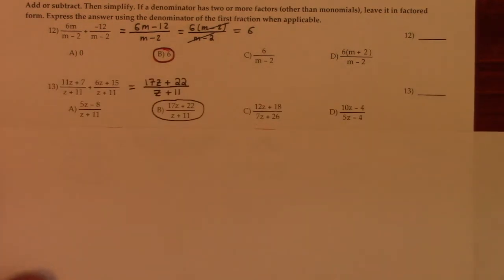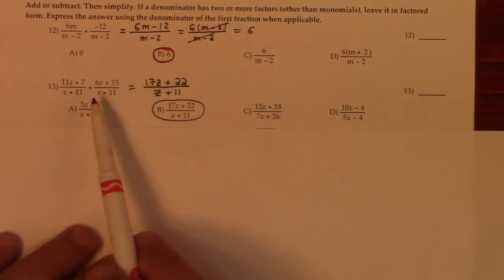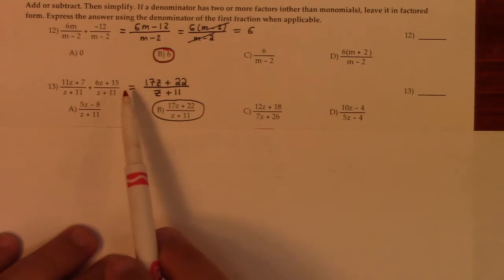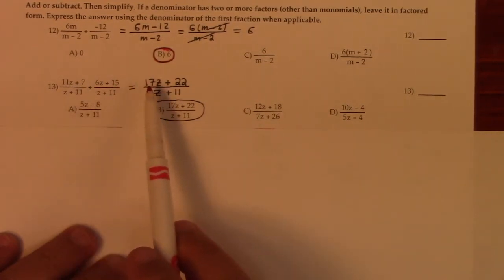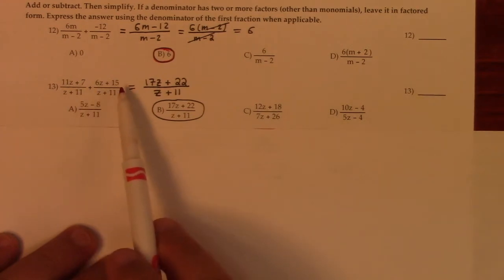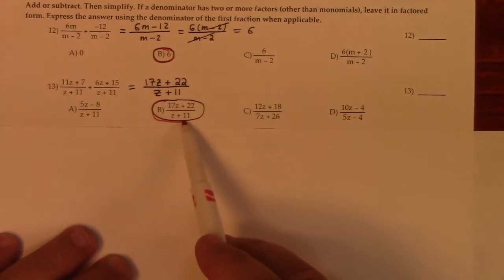Let's see here. 13, we've got again, this common denominator already appearing, so I can just add the numerators. 11 plus 6 is 17z. 7 plus 15 is 22. And there you go. Answer is B.